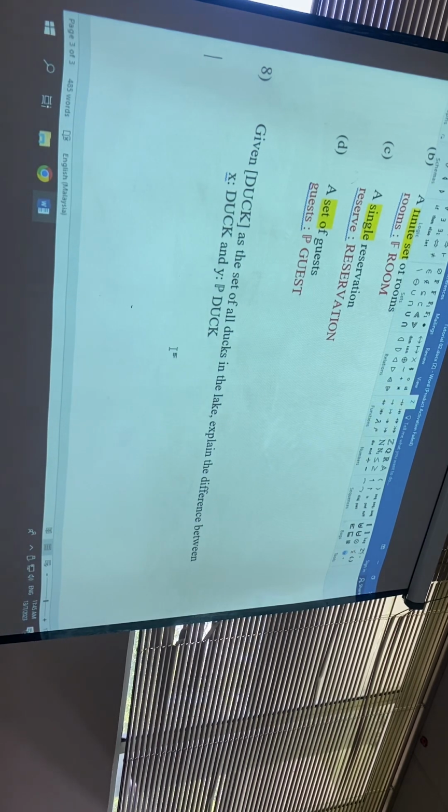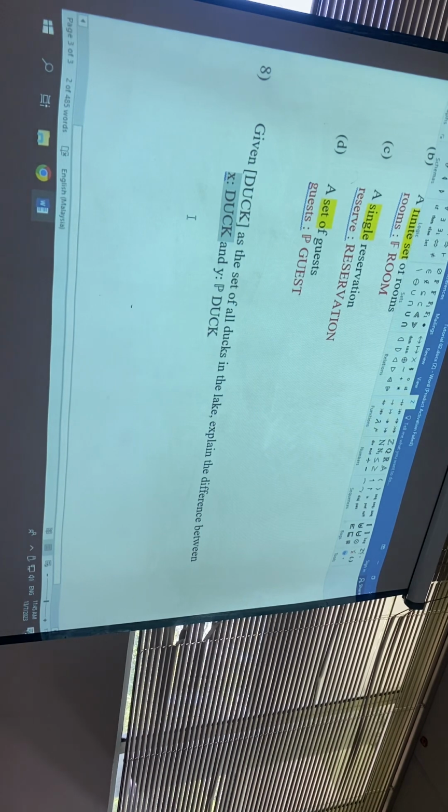How are you going to explain X and Y here, using your own words, using English words? Yes. So like you said just now, X here consists of one duck only.